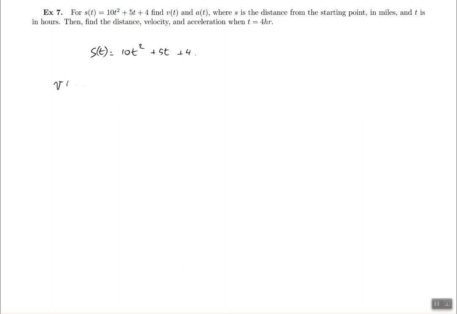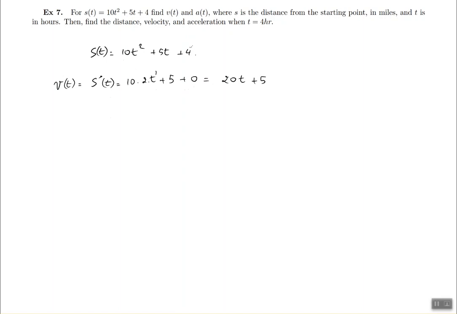So how do you find velocity? The answer is you take the derivative of the position, so s prime of t. Now, the derivative of 10t squared is going to be just like the derivative of 10x squared. The only difference is that we're writing the letter t instead of the letter x, so we just write down 10 times 2 times t to the power of 1. So bring the power down, then subtract 1. The derivative of 5t is simply 5, and the derivative of 4 is 0. So, once this is cleaned up, this is going to be 20t plus 5.